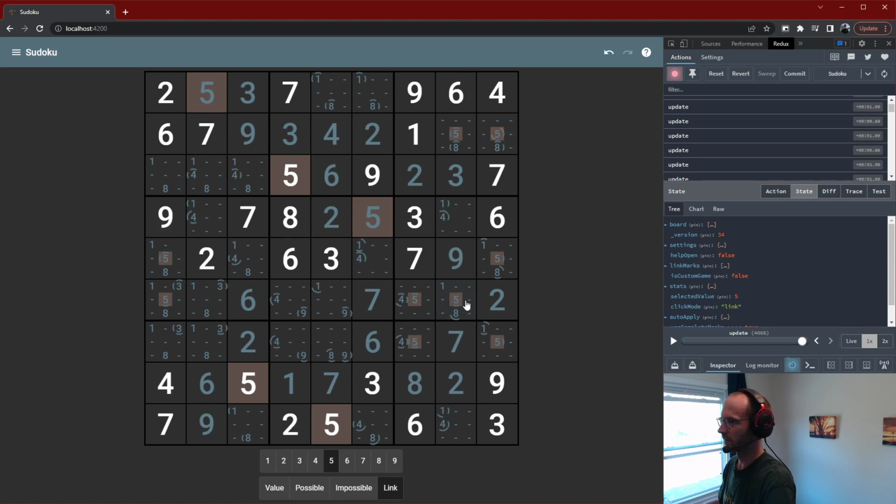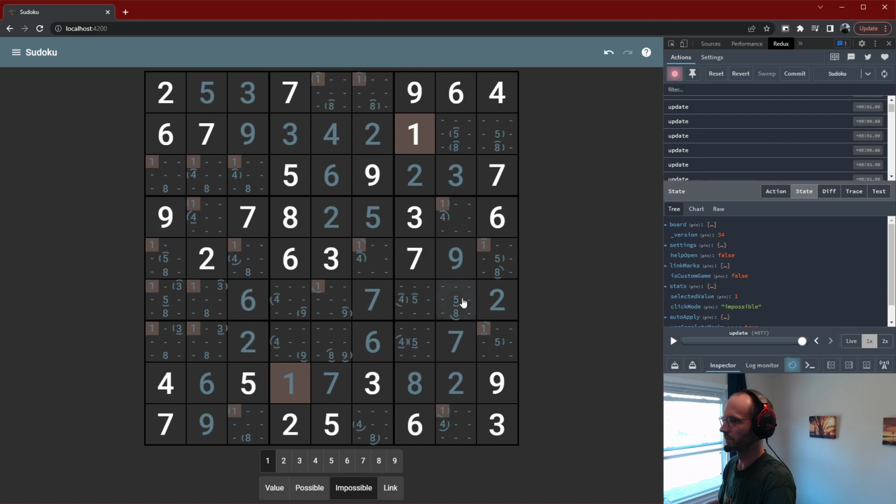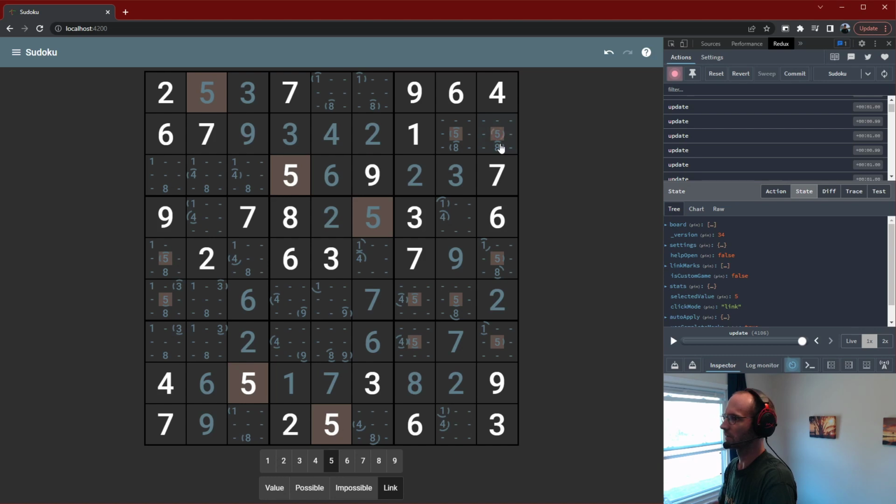Oh, wait a minute. I've got a naked pair here. I've got a 1-4 pair there. I just happened to notice. Ah, also this 5-8 is a hidden pair. Yeah. Cool. So that makes a nice strong link on these ones. And not on those ones, but yes on these ones. Cool.